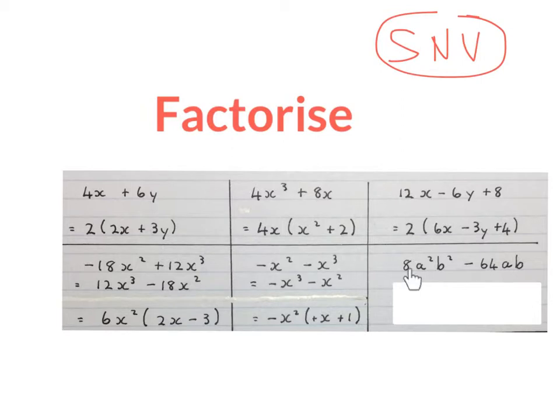Here is our next expression that we have to factorize. I can see a common 8 in there and there. There's a common A I can see there and there, and there's a common B I can see there and there. I write down my common factor, which is 8AB. Then I ask, what do I times 8AB over here to get 8A squared B squared? That'll be AB. Then I ask, what do I times 8AB over here to get minus 64AB? And I write minus 8.